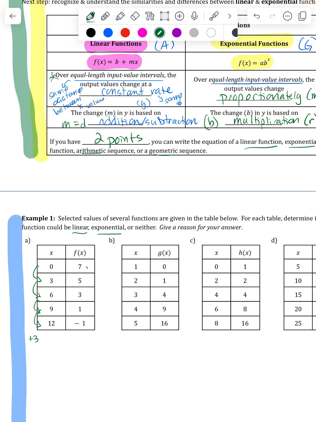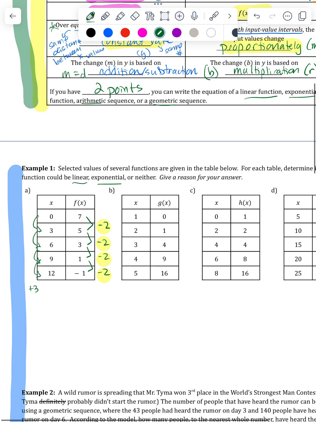Now I'm going to look at the change in y's. These are going down by 2 through subtraction, down by 2, down by 2, and down by 2. So in my notes where it says output values change at a constant rate or a proportionate rate, I have to look and see. -2, -2, -2, -2, that is a constant rate. They are the same number. So I can conclude that these are linear. This would be a linear function.